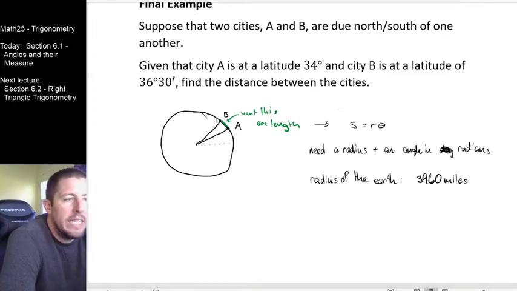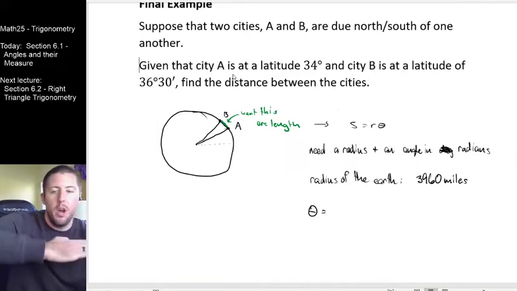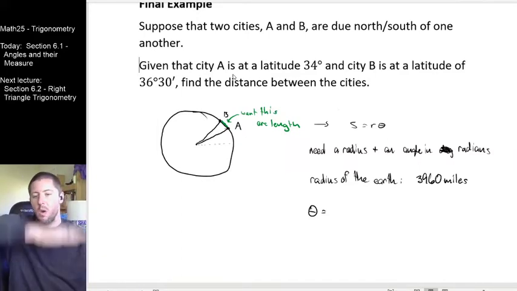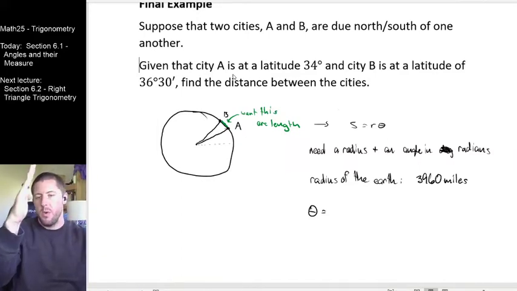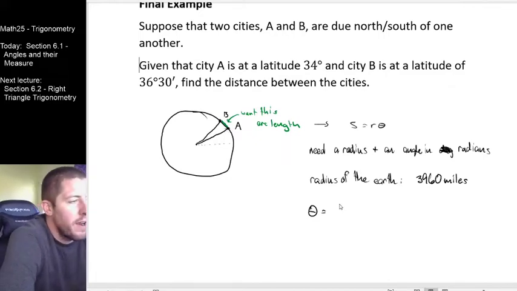The other thing that we need is the difference between these two angles. Notice that we have one angle that opens all the way to 36 degrees and 30 minutes, and one that opens up to just 34 degrees. We want the difference between the two, because that's the amount of angle swept out, associated with the arc length of interest. So what I need is 36 degrees and 30 minutes minus 34 degrees, and that leaves me with 2 degrees and 30 minutes.